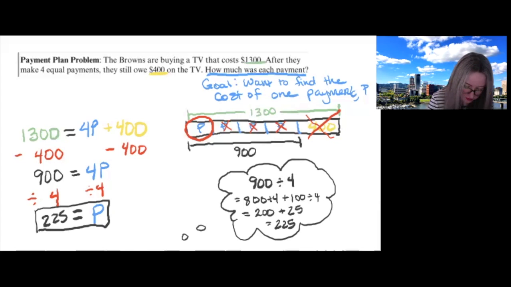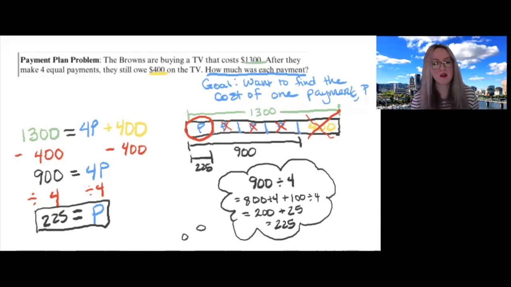And now I know this length here is worth 225 because 4 groups of 225 make 900, and then that $400 more would get us back up to the $1,300 price of the television.